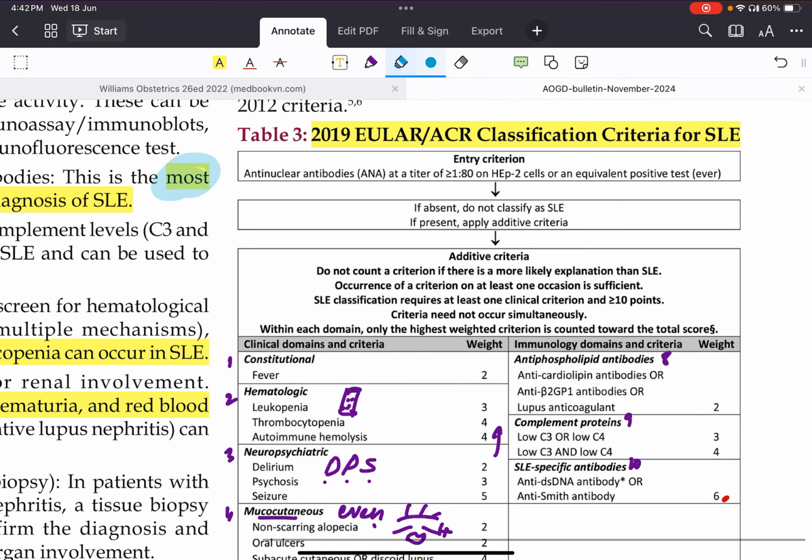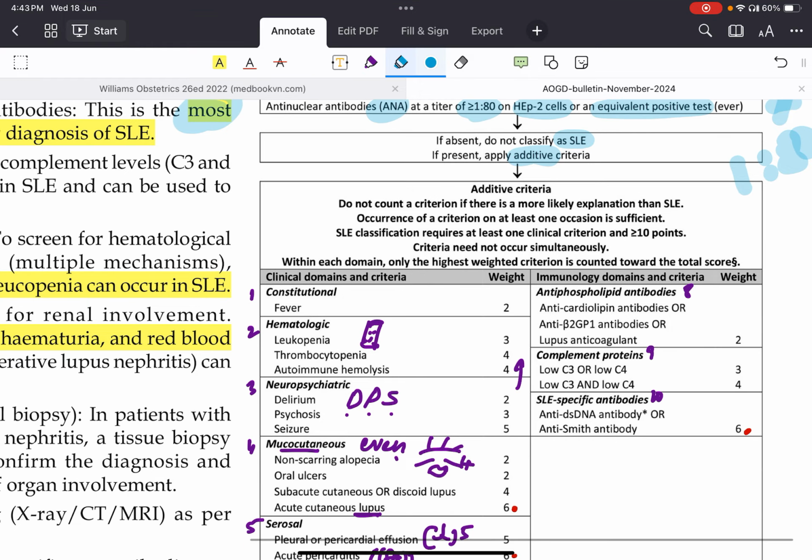When a patient comes to you and you suspect SLE, you do an entry test, that is ANA antibodies. ANA should be more than 1 in 80 on Hep-2 cells or an equivalent positive test. Then she passes the entry criteria. If it is absent, she is not SLE. If it is present, she should also have the additional criteria. Only then can we say she is SLE.